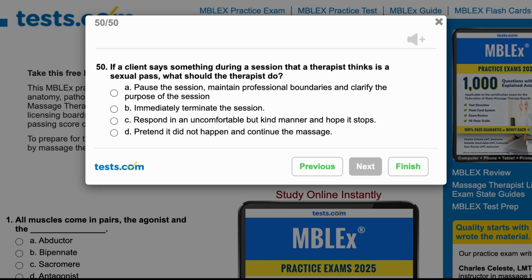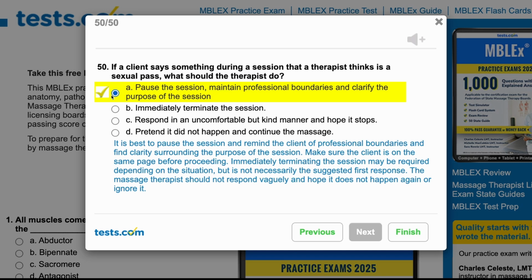Question 50. If a client says something during a session that a therapist thinks is a sexual pass, what should the therapist do? A. Pause the session, maintain professional boundaries, and clarify the purpose of the session. B. Immediately terminate the session. C. Respond in an uncomfortable but kind manner and hope it stops. D. Pretend it did not happen and continue the massage.